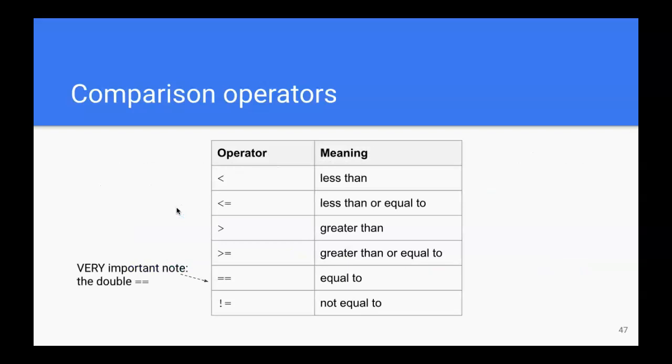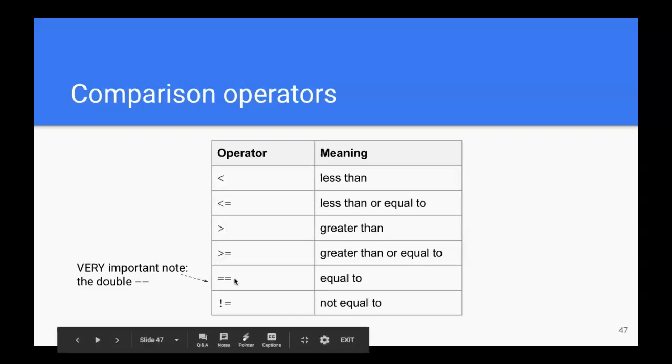So the other comparison operators include, well, the first one is less than, and here is less than or equal to, and then greater than, and greater than or equal to, and then the all important one, equal, and then the opposite of equal, not equal. Now I want you to pay very close attention to the equal operator.